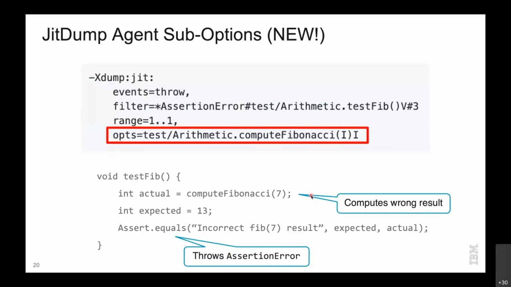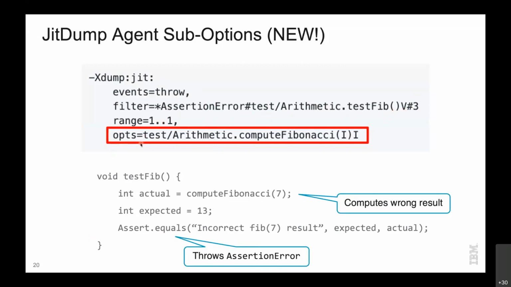It's called a sub option called opt equals, and we can configure JitDump on an event. So when we have a throw event, we can filter it to a specific exception, for example, the assertion error. And whenever an assertion error gets thrown in this particular method, testFib, three stack frames below, because it's assert.equals that's throwing the error, we're going to generate a JIT trace log of this particular method that we specified.